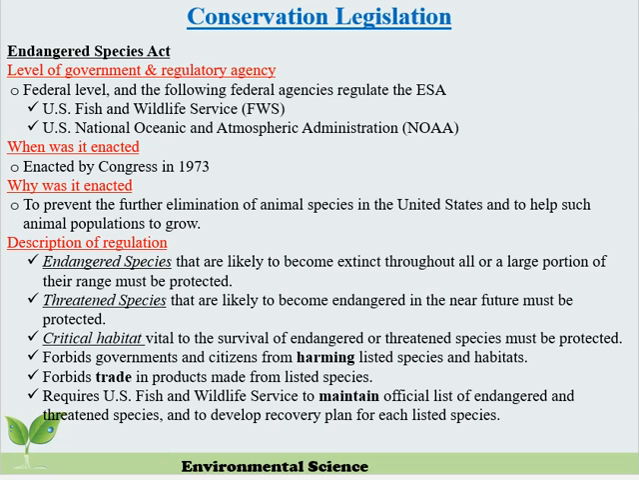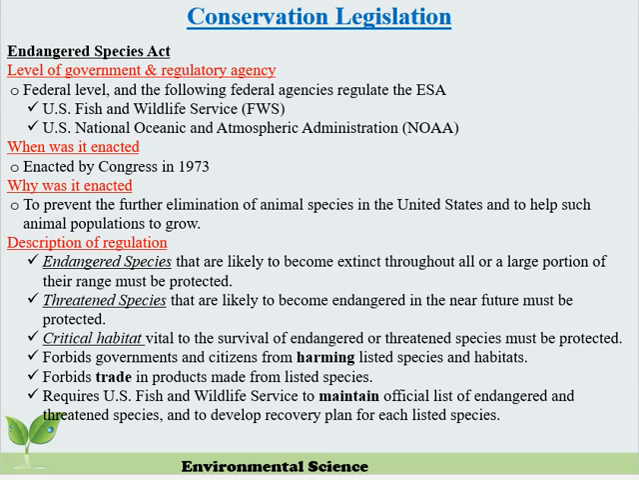Okay, so what does it allow Fish and Wildlife Service, NOAA, and the government to do? Endangered species, threatened species, critical habitat, they came up with those terms. What it did was forbid governments and citizens from harming the listed species and habitats. So if you have critical habitat, threatened or endangered species, which we learned about, it forbids governments and citizens, so you and government officials, from harming those particular organisms or their habitat. It forbids trade in products made from listed species.